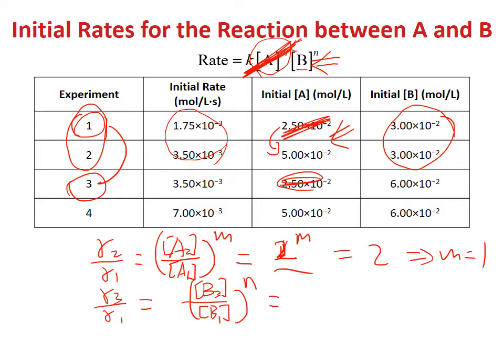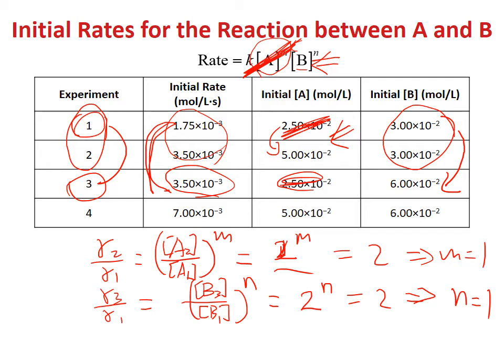And again, from B1 to B3 the concentration doubles. So in theory, the rate ratio should be 2 to the nth power. And then we look at the experiment, these two experimental data from 1.75 to 3.5 times 10 to the minus 3. So again, it's twice, it's double. The reaction rate also doubles. And that shows us n must be 1.